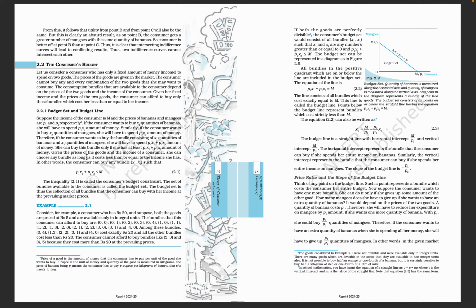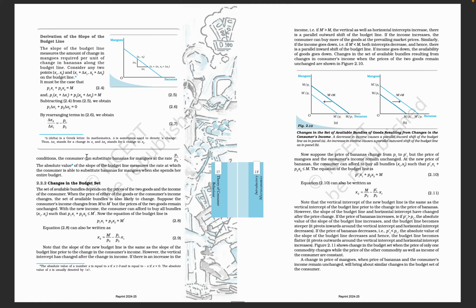In other words, in the given market conditions, the consumer can substitute bananas for mangoes at the rate P1 by P2. The absolute value of the slope of the budget line measures the rate at which the consumer is able to substitute bananas for mangoes when she spends her entire budget.